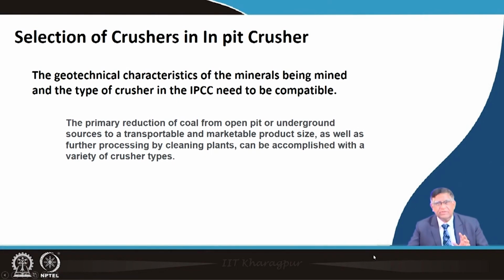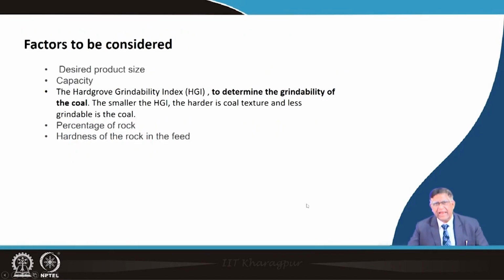But this is a learning lesson that whenever you select a crusher, geomining conditions and other things need to be very carefully considered. So, the desired product size is the most important thing while thinking of a crusher, and then the capacity, that is how many tons or how many cubic meters per hour your feeding rate will be, that will decide what type of crusher you will be taking.